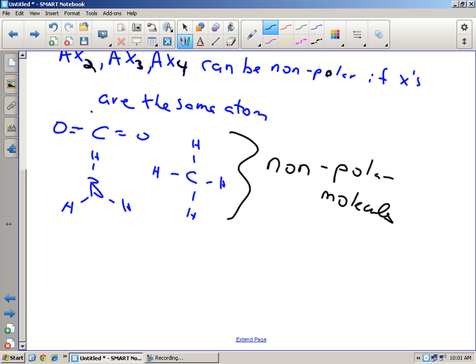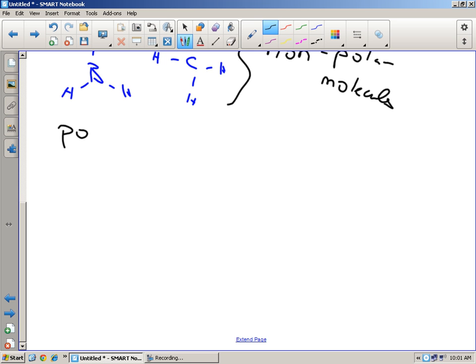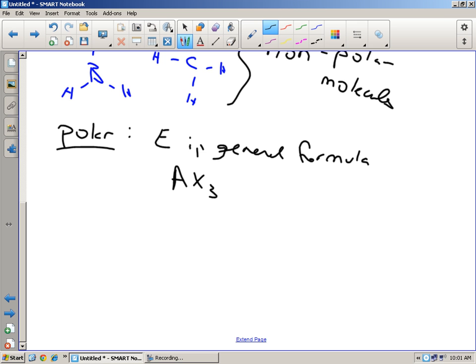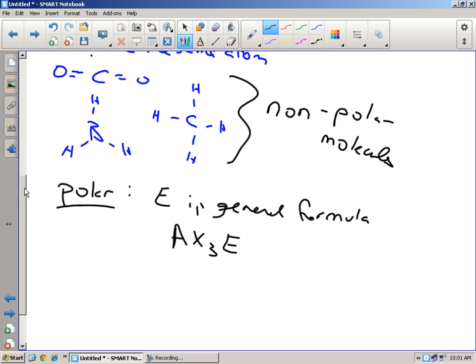Polar molecules. Well, if we take one of those off and we put something else on there in place of it, it'd become polar. So if the X's are not the same, polar, or E in the general formula. Like for example, AX3E would be polar, most certainly.